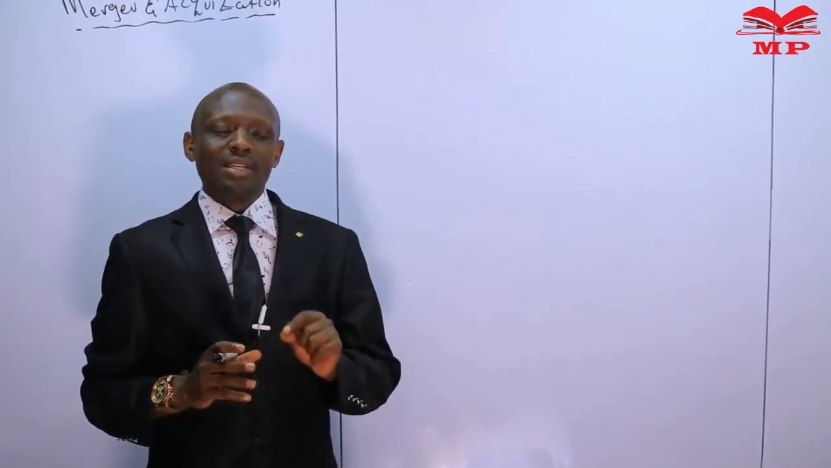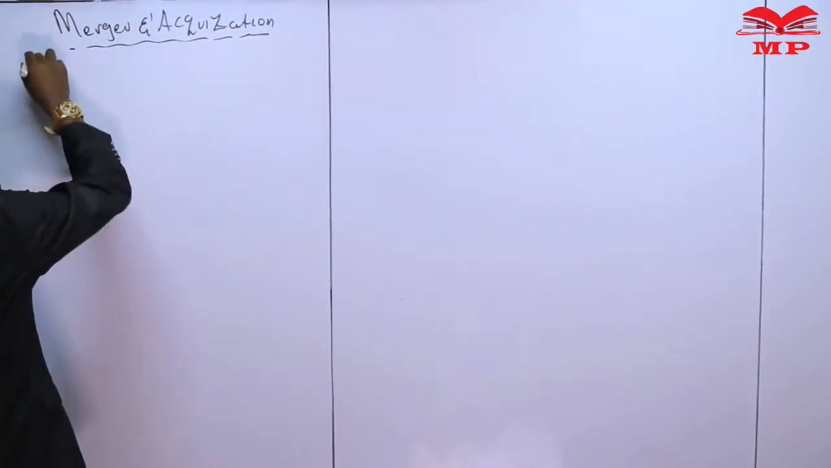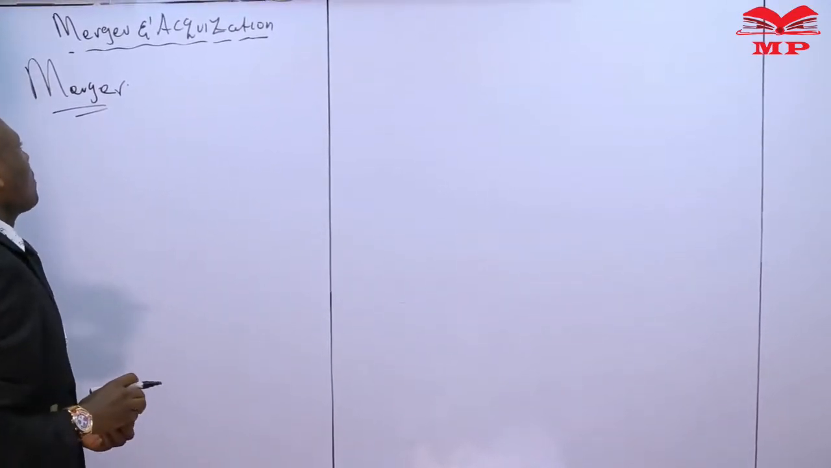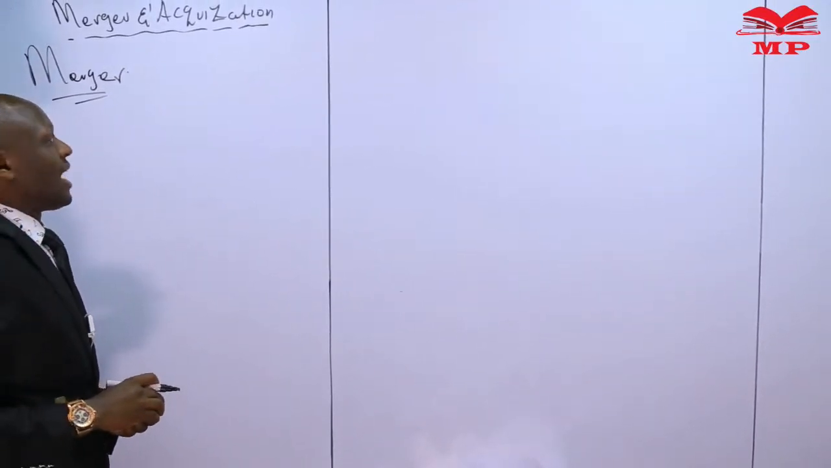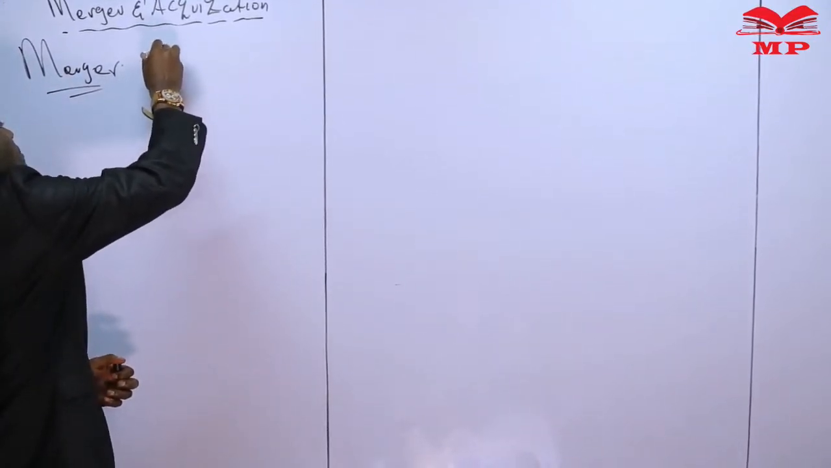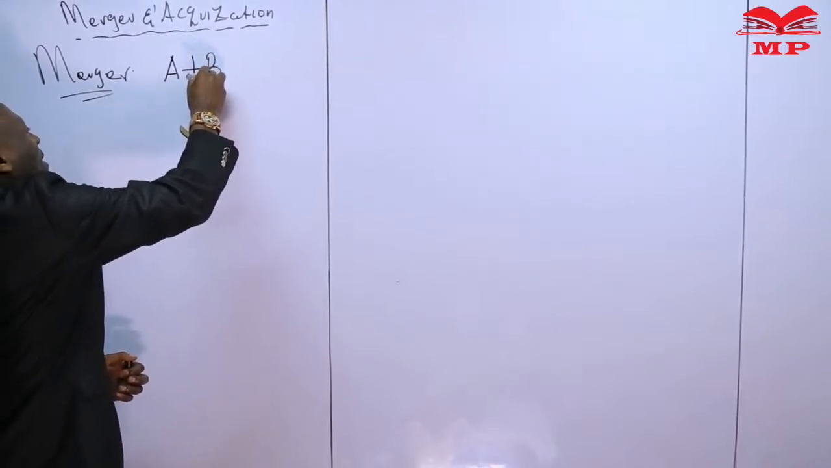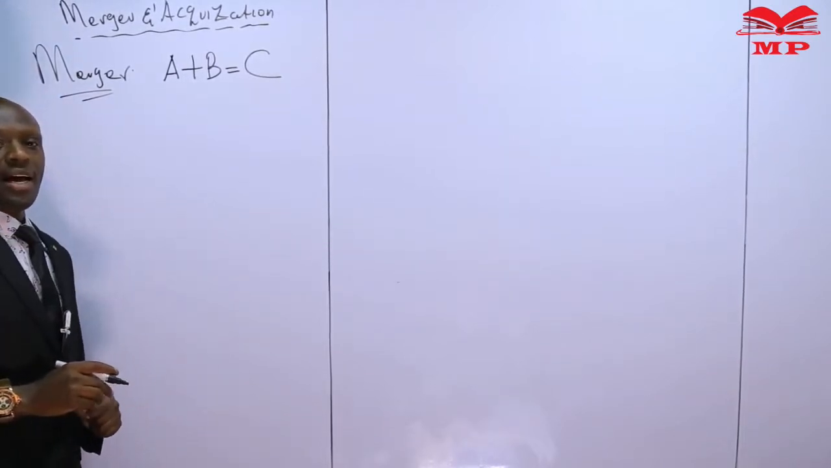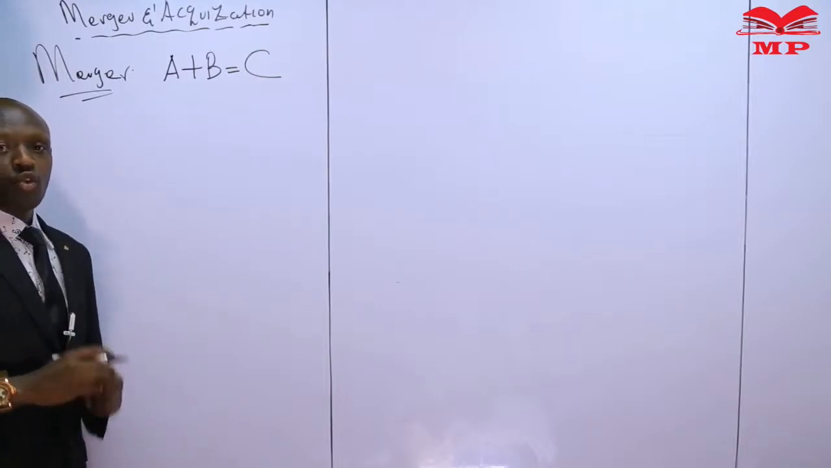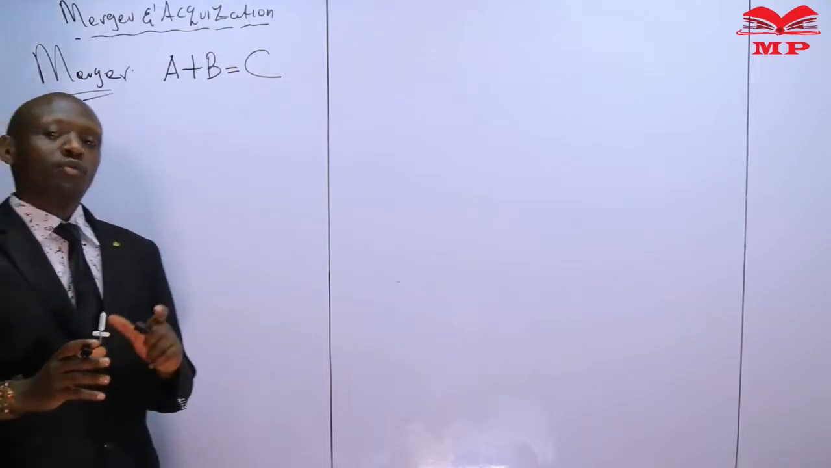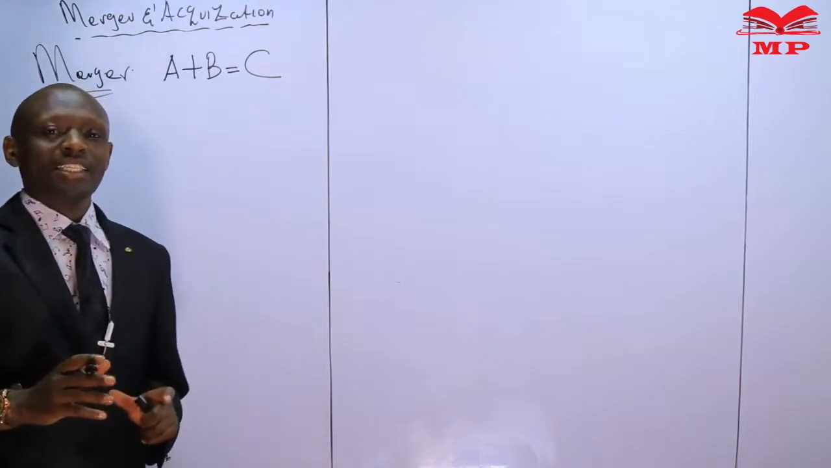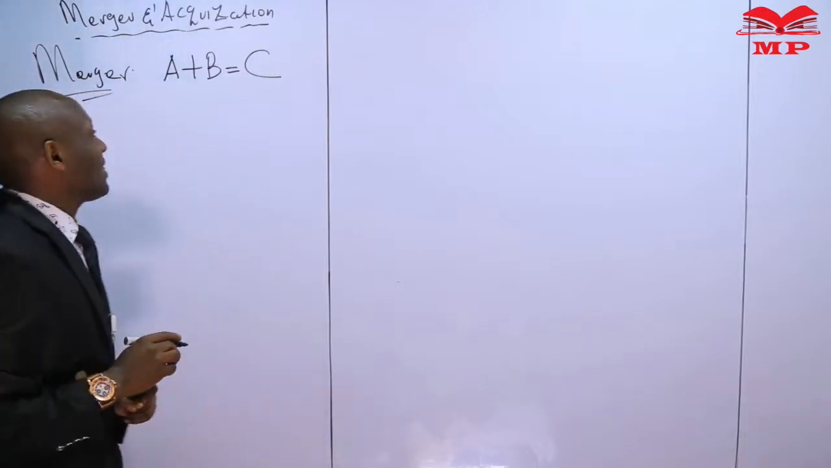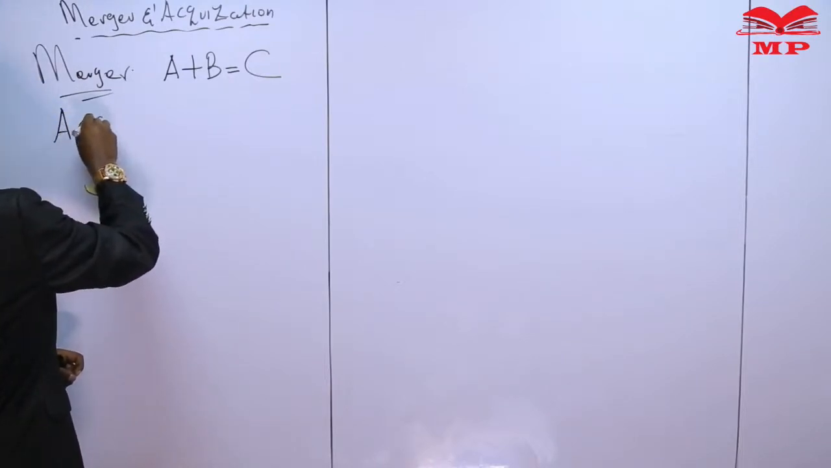To begin with, we understand what a merger is. A merger is a combination of two or more firms where the identity of each firm disappears after the merger. Simply, in a merger, if you have a company A, you combine it with another company B, you get a company C. The identity of the two firms that are being combined together disappears after the merger. So simply, a merger is a combination of two or more firms, after which the identity of the two firms that are merging disappears and a completely new firm is formed. That is merger.